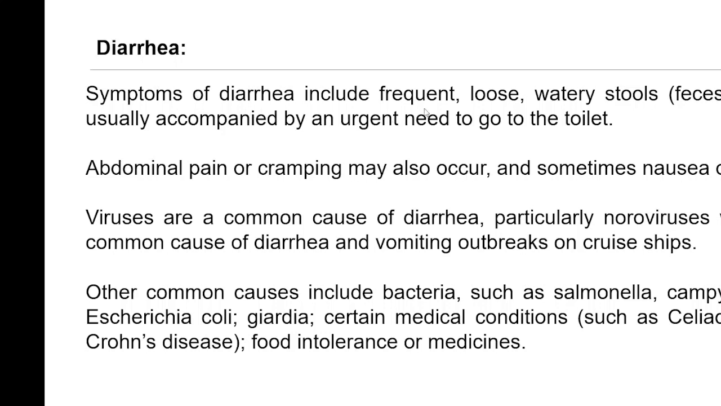Symptoms of diarrhea include frequent, meaning repeating, often loose watery stools. Watery stools means your fecal or excretory matter, what we call stool, which are usually accompanied by an urgent need to go to the toilet. So you have some kind of stomach problem and an immediate need to go to the toilet, and it will sometimes be a painful experience for many people. There will be abdominal pain if it is very severe, and cramping. Cramping means abdominal contraction. Then sometimes vomiting and sometimes nausea will be there.